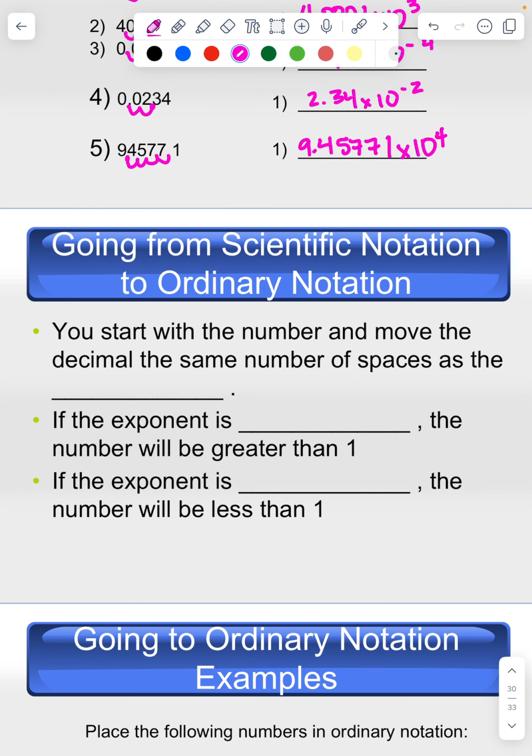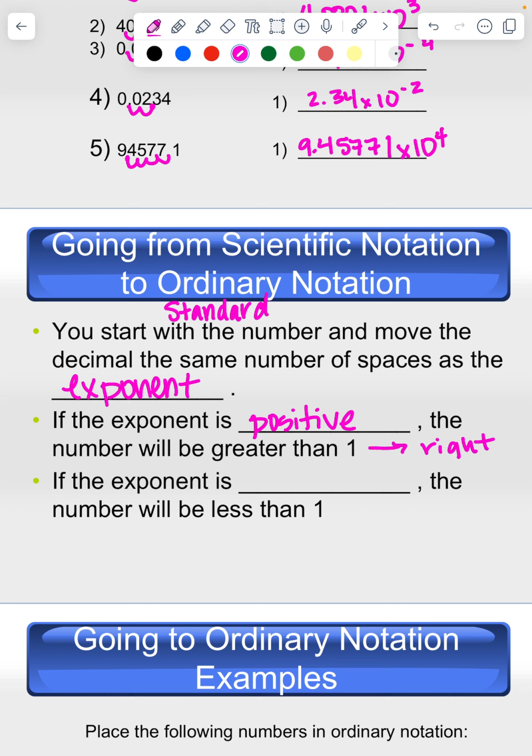So whenever we go from scientific notation to ordinary, again, ordinary and standard notation are what that is called. You start with the number and then you move the decimal the same number of spaces as the exponent. That exponent is always going to tell you something about the number of places that you moved. Now, if the exponent is positive, then that number will be greater than 1, so you move the decimal to the right.